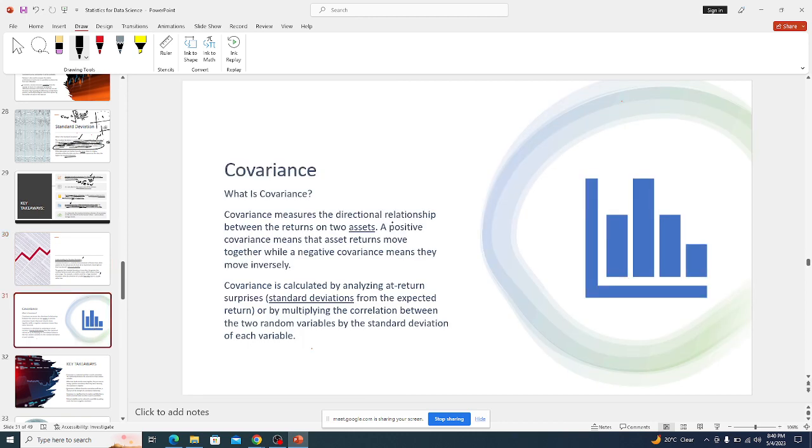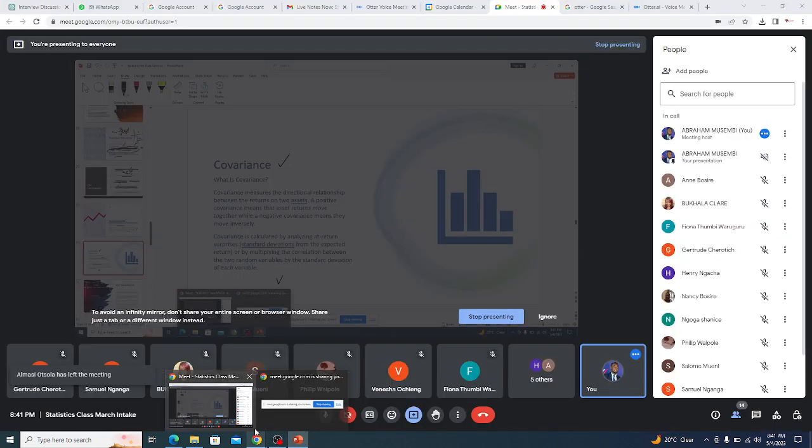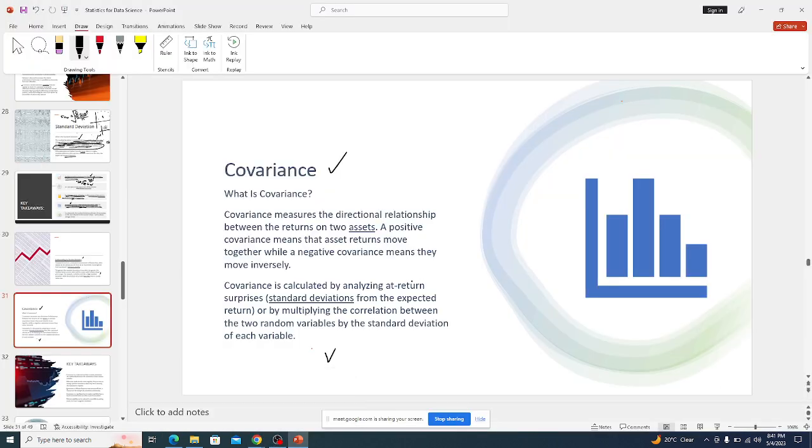Then let's come to covariance. We'll talk about covariance, and then we'll talk about correlation. Let's start with covariance. Who can define covariance for us? My good people, someone to define covariance. What is covariance? And don't just read this, because I will need a deeper explanation. What is covariance?